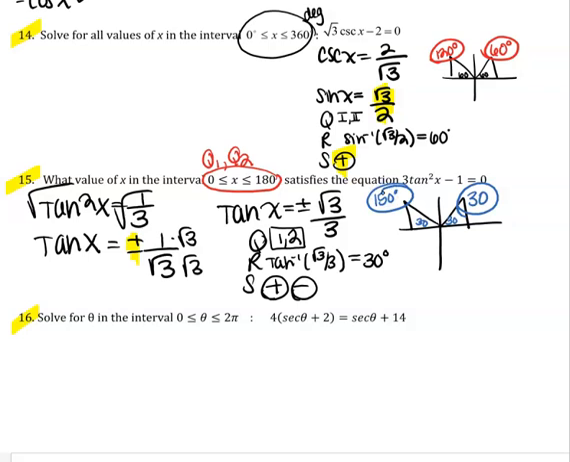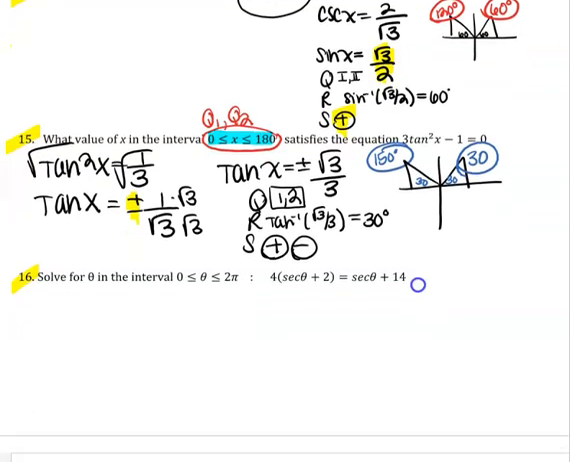So again, the only reason I'm not looking in quadrants 3 and 4 is because they restricted me in that domain. So I'm only looking in quadrants 1 and 2. All right, moving on to 16.